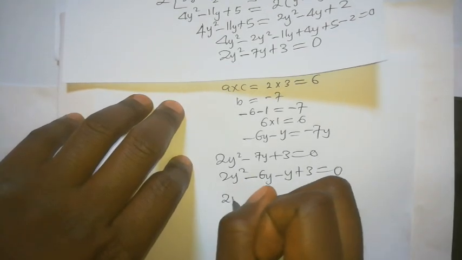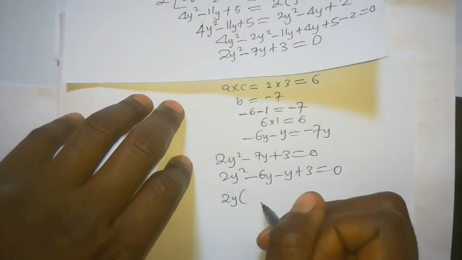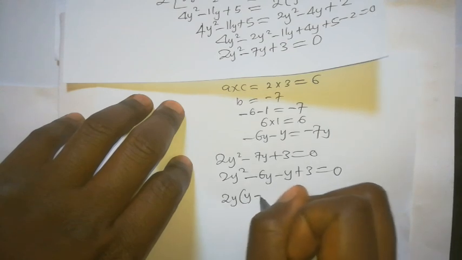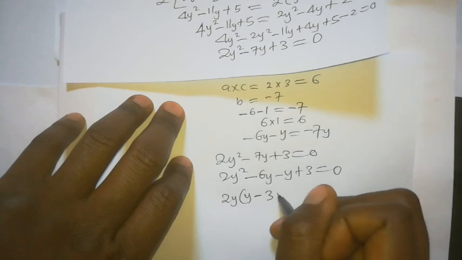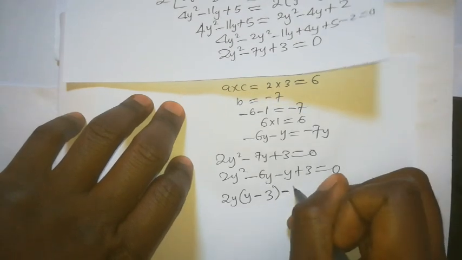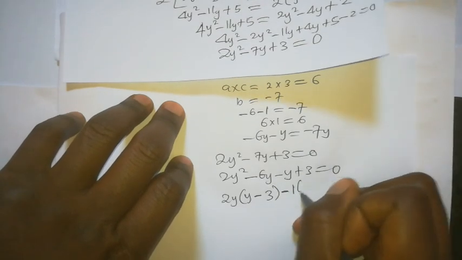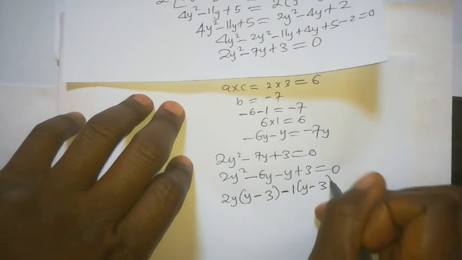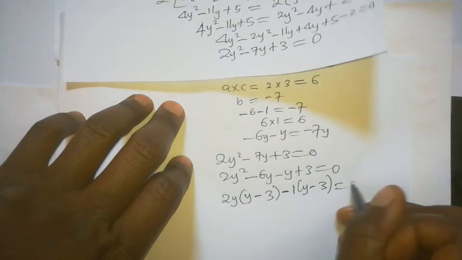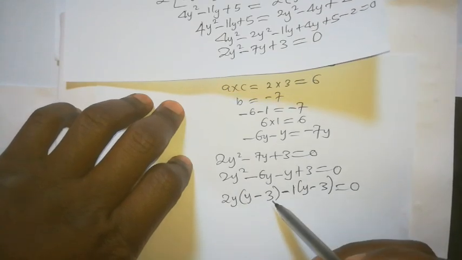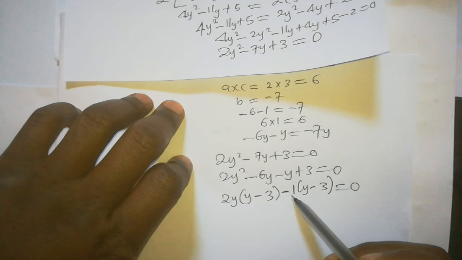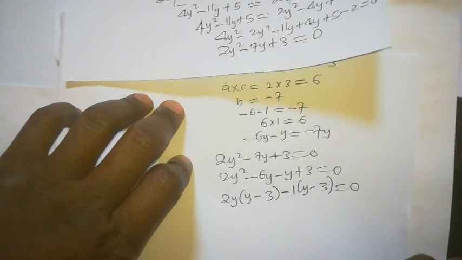So I'm going to factorize now: 2y, y minus 3, minus 1 bracket y minus 3. You get it? Is equals to 0. So let's confirm. 2y times y is this. 2y times 3 is 6y, minus 1 times y is this. Minus times minus gives plus 1. Okay, so it's confirmed, it's correct.